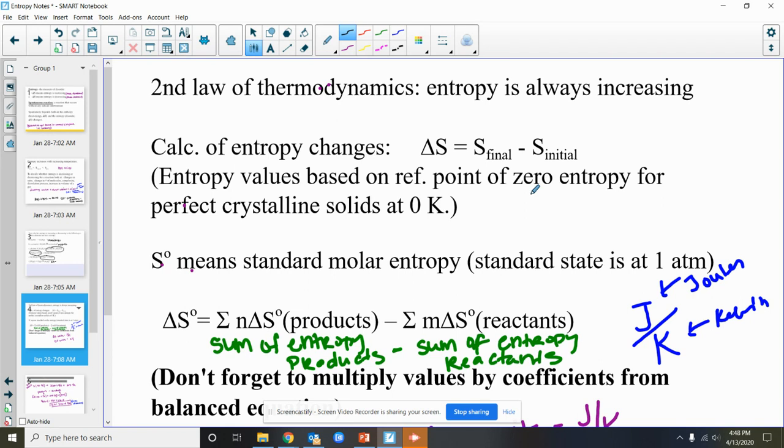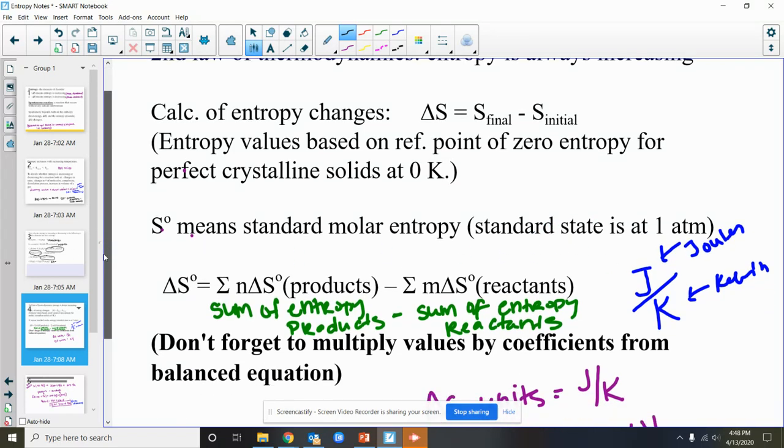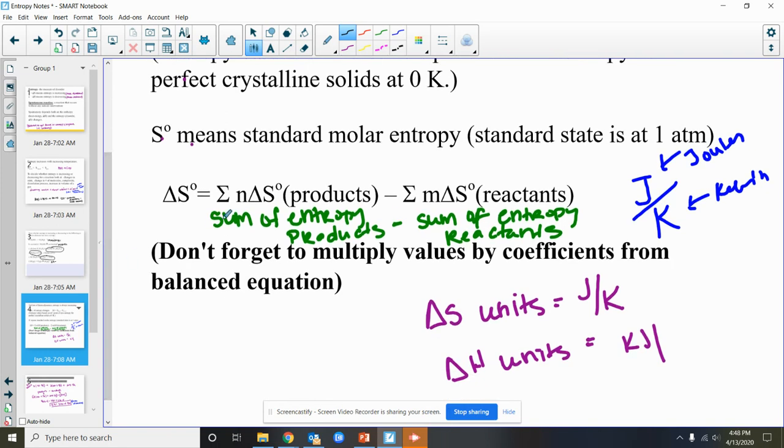So all of these that you see on this chart are going to be the values for 1 mole of whatever substance you're looking at. Okay, so you see this little S means standard molar entropy. So for 1 mole, it'll be that calculated amount, and standard state's just at 1 atm. So this equation is very similar to what you saw again for enthalpy. Your change in entropy is going to be based off of the sum of your entropy products minus the sum of your entropy reactants.